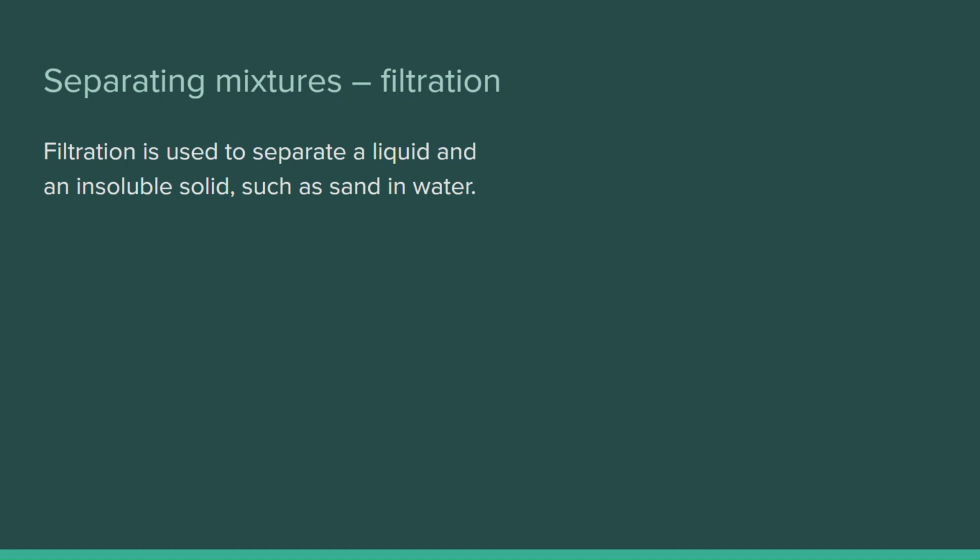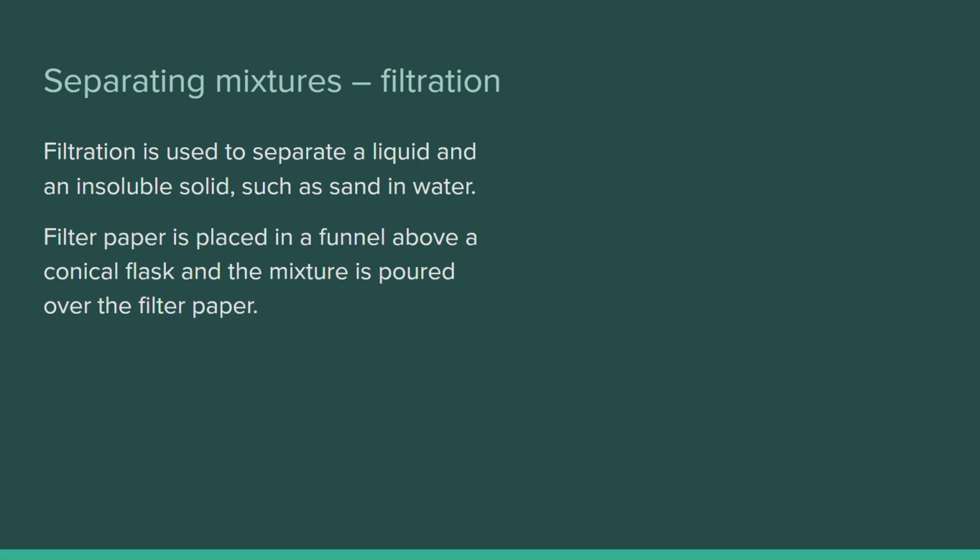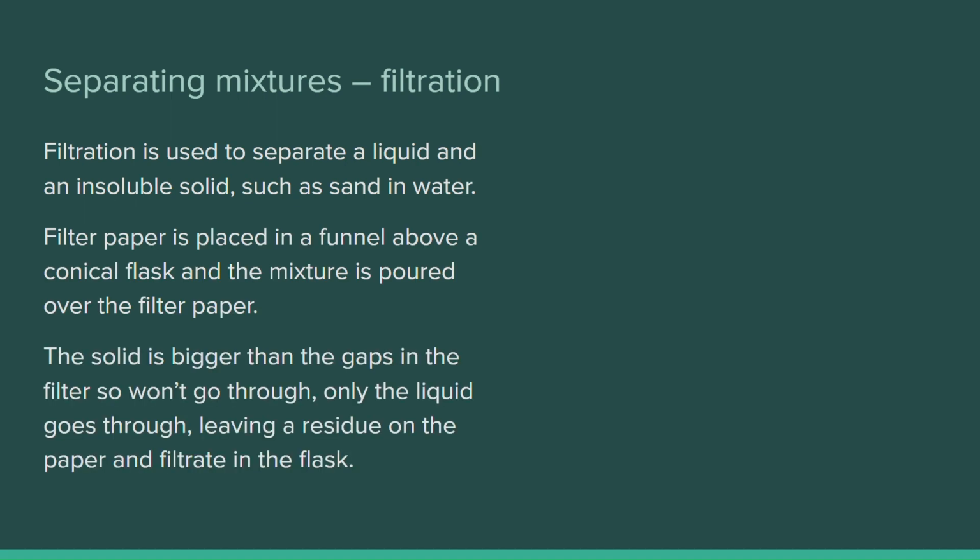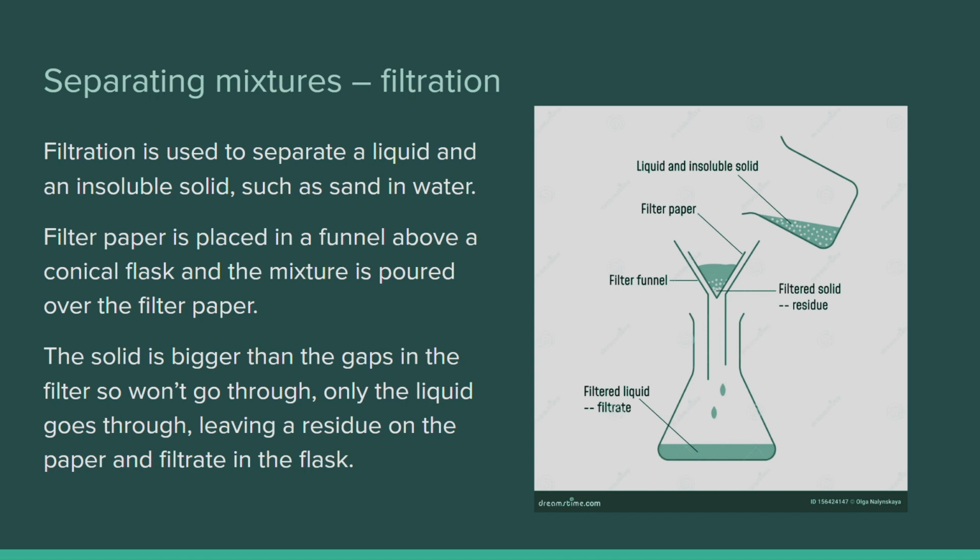Filtration is used to separate a liquid and an insoluble solid, such as sand and water. Filter paper is placed in a funnel above a conical flask, and the mixture is poured over the filter paper so that it goes down the funnel into the flask. Since the solid is bigger than the gaps in the filter, it won't go through, but the gaps in the filter are big enough that the liquid can go through. So the residue, the solid residue, is left on the paper, and the filtrate goes into the flask. It's a nice diagram there.